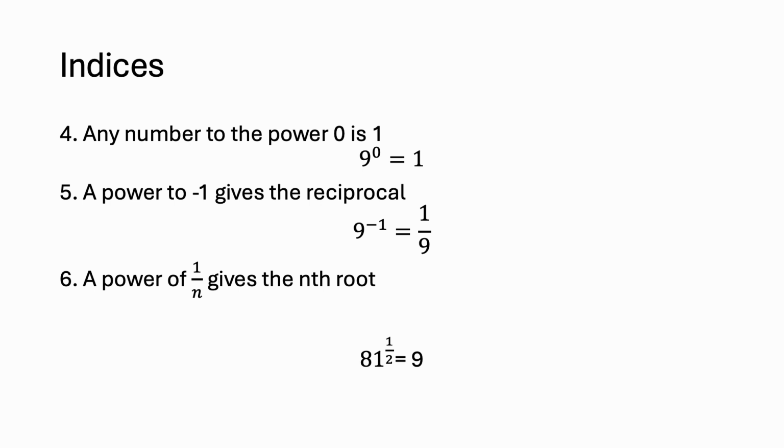Whenever you do any number to the power of 0, you're always going to get 1. Doesn't matter if it's 9, 7, 16, 400, 5,000, 6,000. As long as it's to the power of 0, you're always going to get 1.